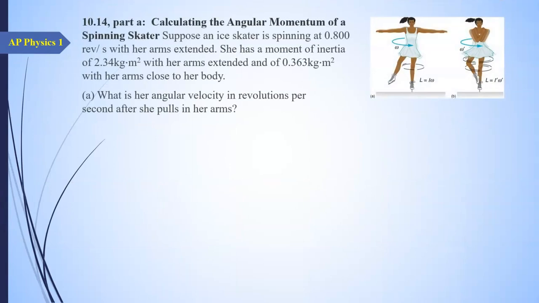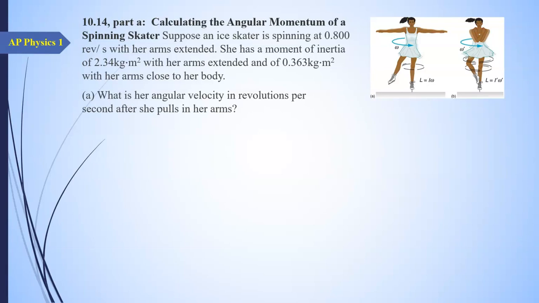Okay, now we're getting into the classic example of angular momentum, the figure skater. Suppose an ice skater is spinning at 0.8 revolutions per second with her arms extended. She has a moment of inertia of 2.34 with her arms extended and 0.363 with her arms close to her body. So as she pulls her arms in, the moment of inertia, that is how difficult it is to make her spin, gets much, much smaller.